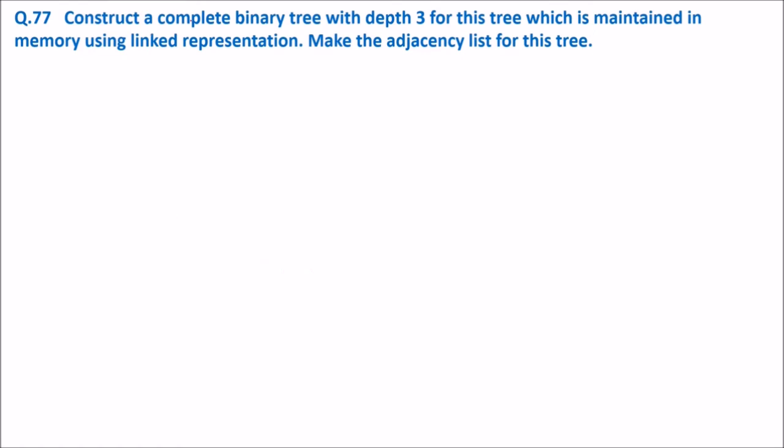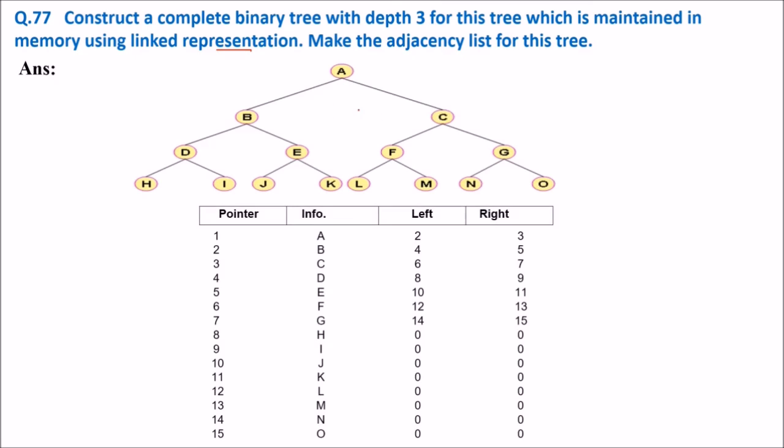So next question is construct a complete binary tree with depth 3, which is maintained in memory using linked representation, and make the adjacency list for this tree. This is our complete binary tree. You know that in a complete binary tree, all the internal nodes should have exactly 2 nodes, 1 left, 1 right. These are child nodes. The depth is 3. This is level 0, level 1, 2, 3, third level.